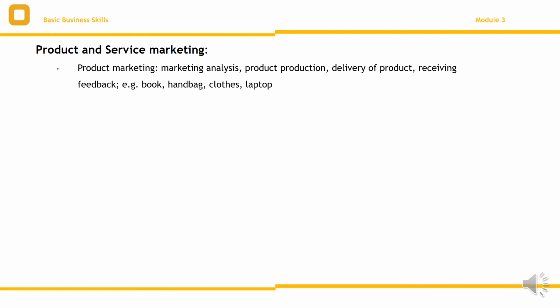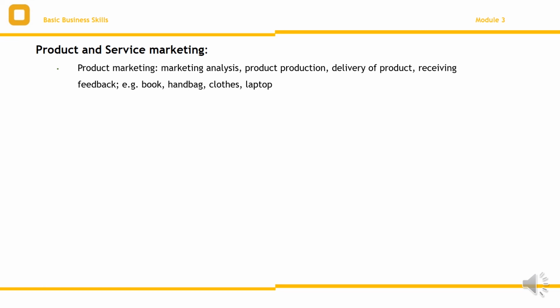When it comes to product marketing, you need to first of all look at the market analysis. Under market analysis, you're going to be looking at who is your potential target market, what are their needs and wants, so that you create a product or service that responds to those needs and wants. You also need to pay careful attention to how you're going to produce the product so that it meets customer needs. You also need to look at how you're going to deliver the product or service in terms of distribution. You also need to look at how you're going to receive feedback from the customers regarding the product or service that you're offering.